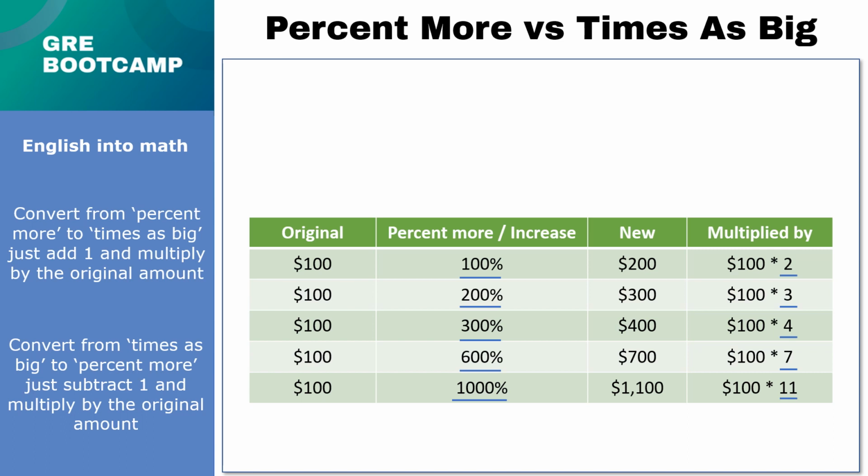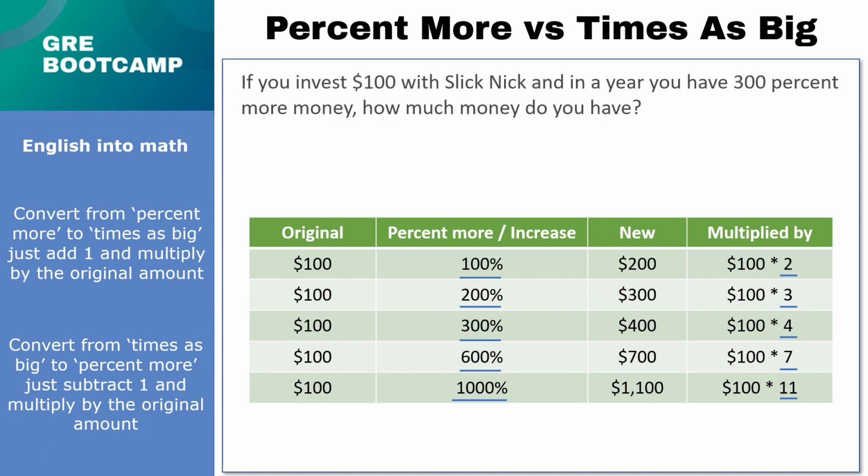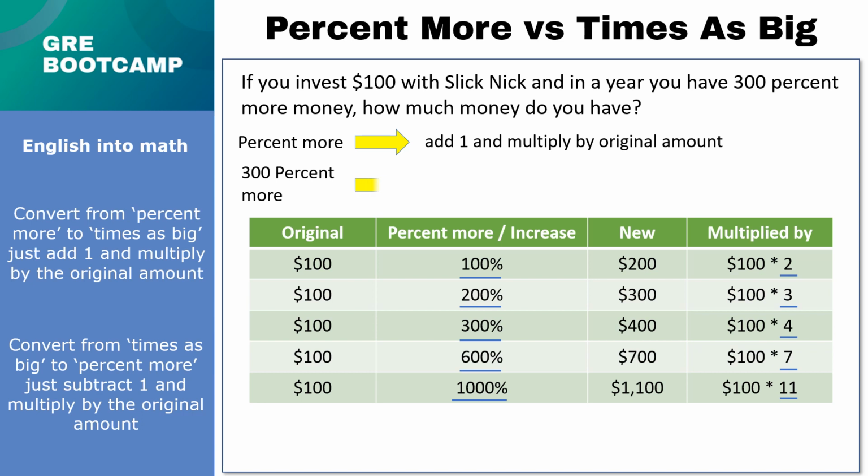So what you have to do is take the percent increase, add 1, and then multiply by the original amount. So if you invest $100 with Slick Nick, which seems like a terrible idea by the way, but in a year you have 300% more money, how much money do you have? Okay, so to go from percent, you add 1 and multiply by the original amount. So 300%, 3 plus 1 is 4, so you're going to go 4 times 100, that's $400.